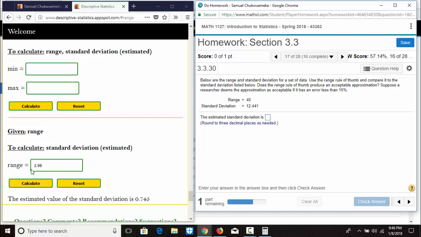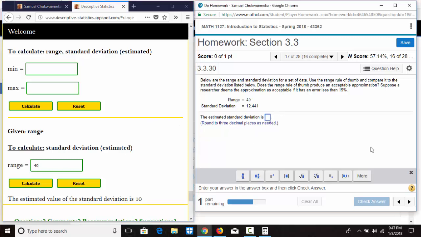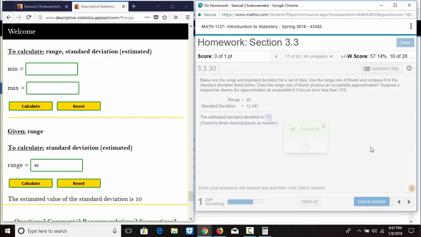Okay, this is another one. In this case, the range is 40. The estimated value of the standard deviation is 10. Of course, for the range rule of thumb, you just divide the range by 4. Range divided by 4. That is the range rule of thumb.